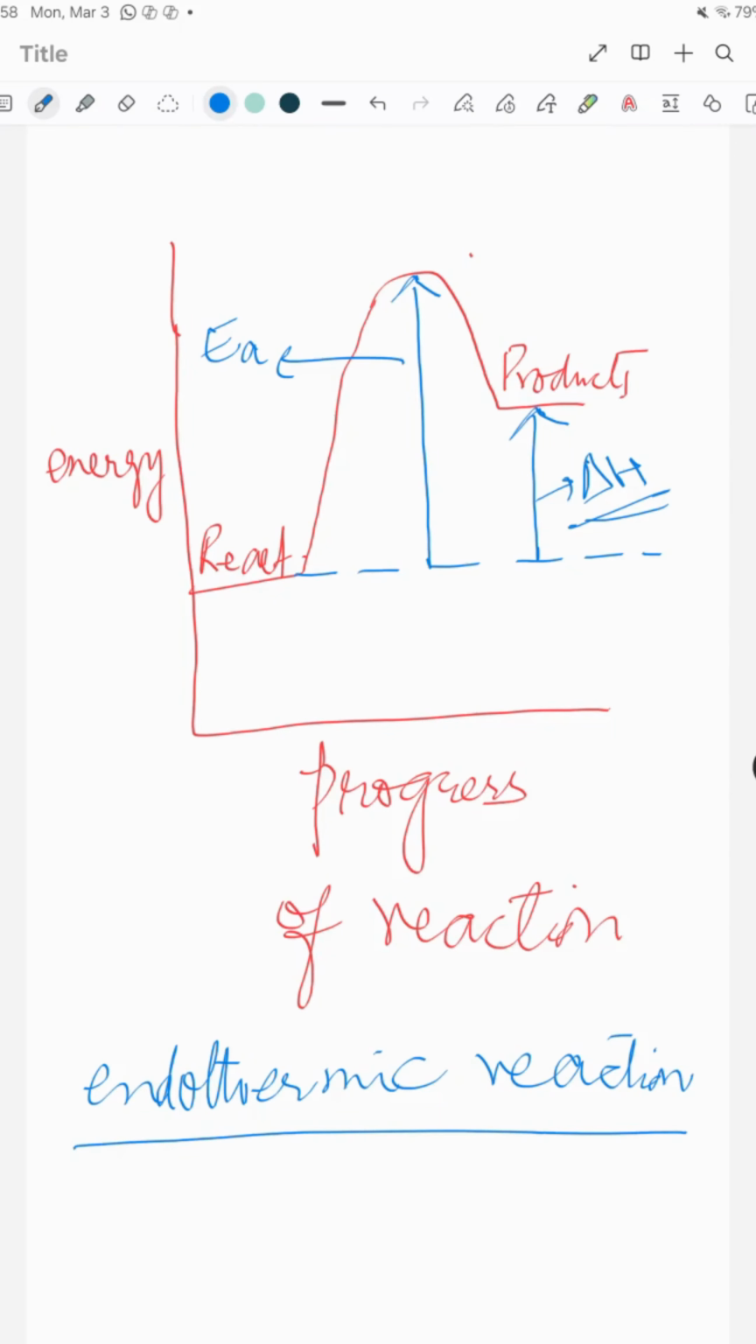Endo means in and therm means heat. Endothermic reactions are those reactions in which heat is taken in from the surroundings.